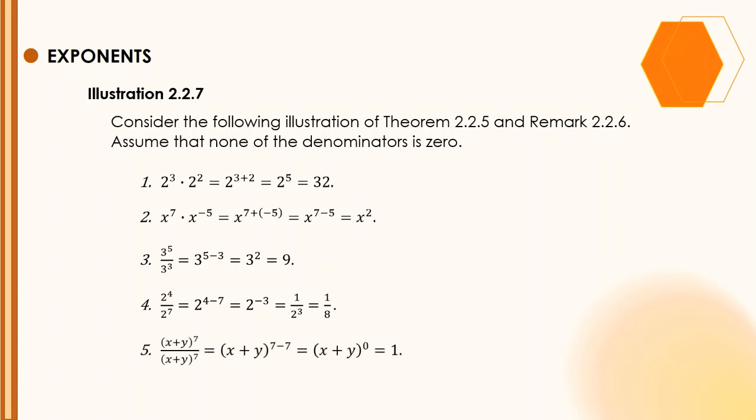Number 5 is (x plus y) quantity to the power of 7 divided by (x plus y) quantity to the power of 7. Same base, ang base niya is x plus y. So, gamit ang quotient rule, i-minus natin ang exponent. So, that will be equal to (x plus y) quantity to the power of 7 minus 7. And this is equal to (x plus y) to the power of 0. And this is equal to 1.